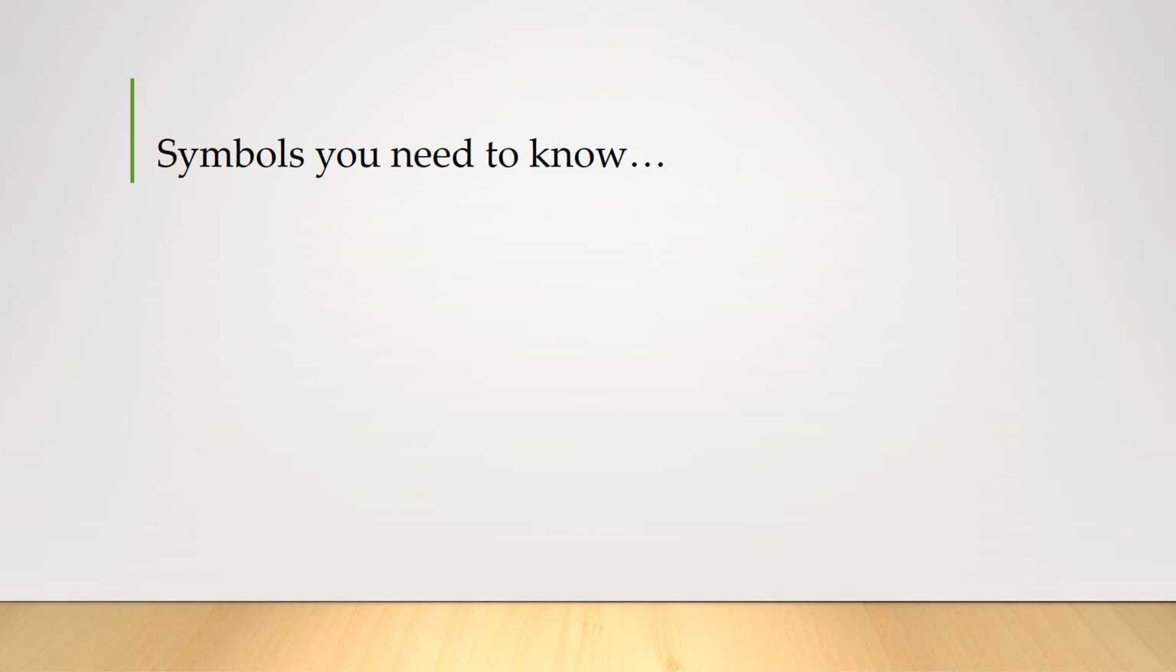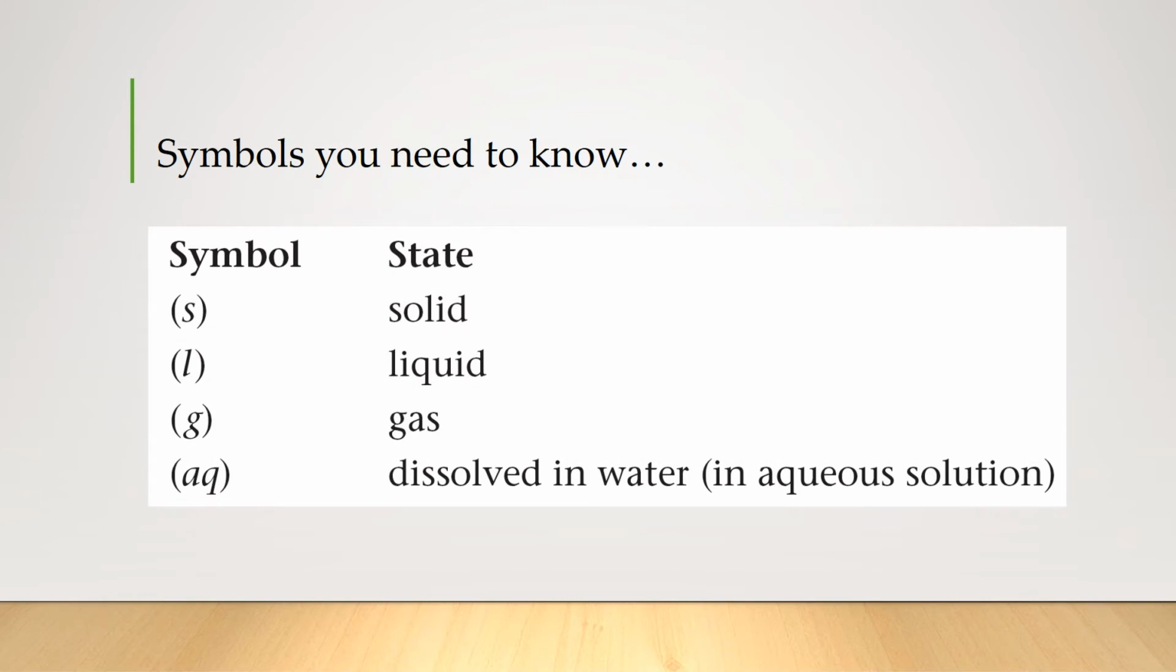All right, so here are some symbols that you need to know because they're going to be written. S is for solid, L is for liquid, G is for gas, and then AQ is aqueous. That means dissolved in water.